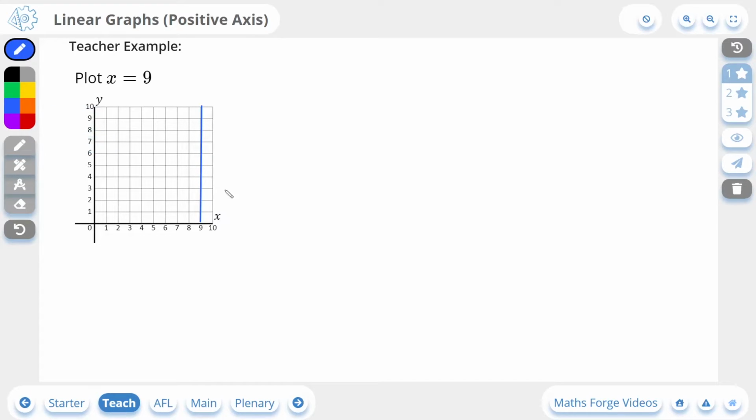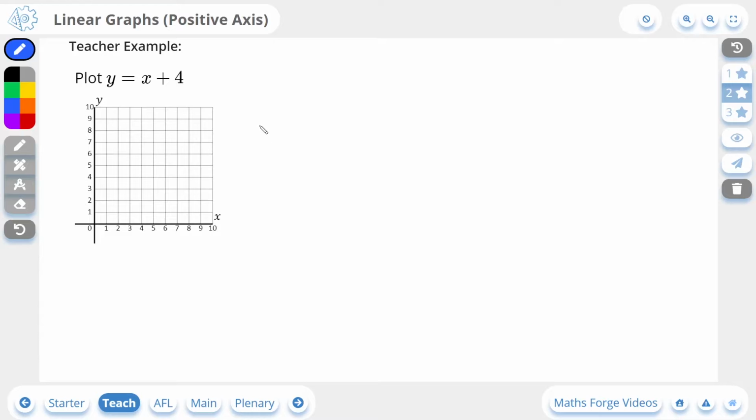Again, if you think about it, this is the line where all of the x-coordinates are always going to be 9. Even though the y-coordinates are changing, the x-coordinates remain the same. And this is the line for the equation x is equal to 9. And if we check our answer, there it is. Now we'll do a two-star example.